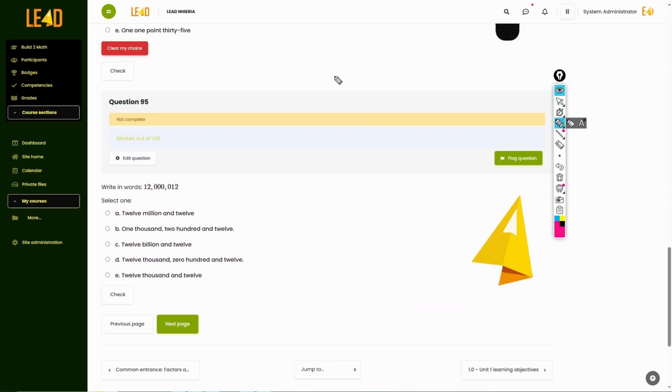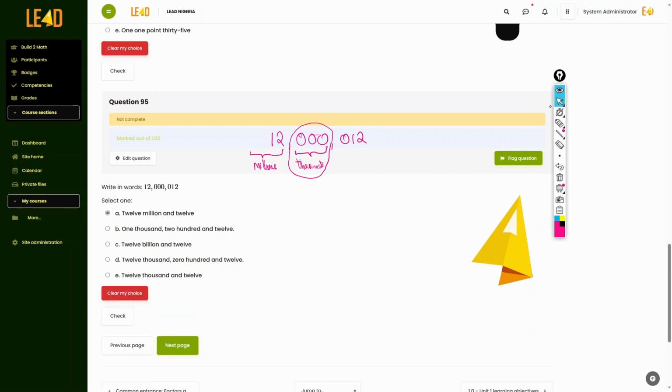Write in words, we have... okay, so this here is for thousands and here is for millions. So let me write millions and then thousands, and it should be easy enough. So it's going to be 12 million. Okay, wait, 12 million and 12. All right, because we don't call out anything here because it's 0, 0, 0. So it's just 12 million and 12. That's option A, 12 million and 12.